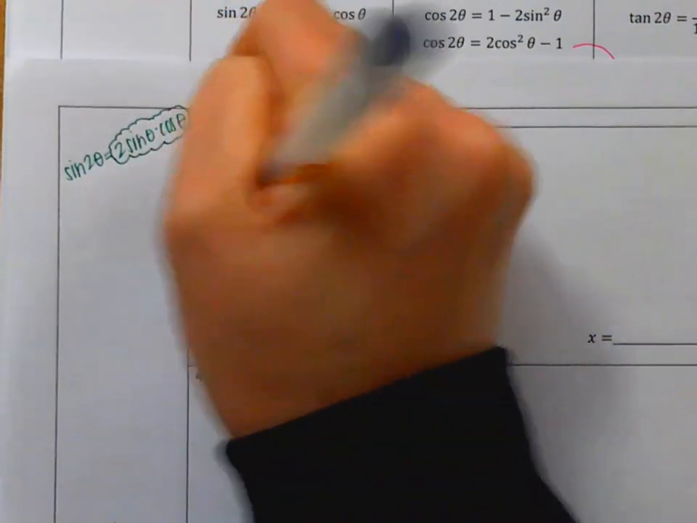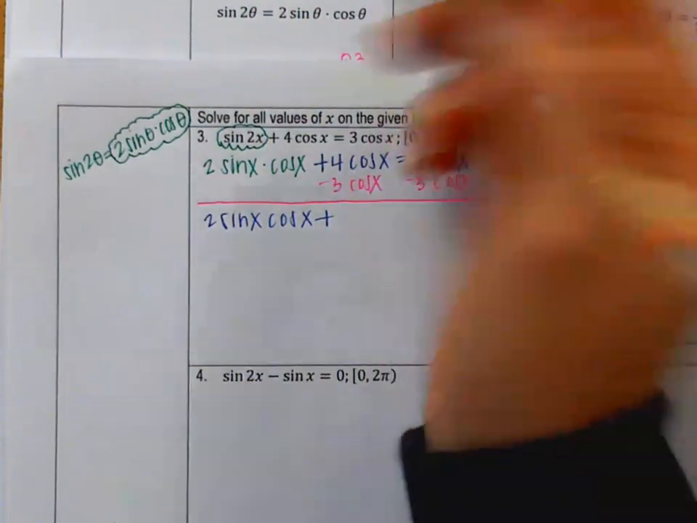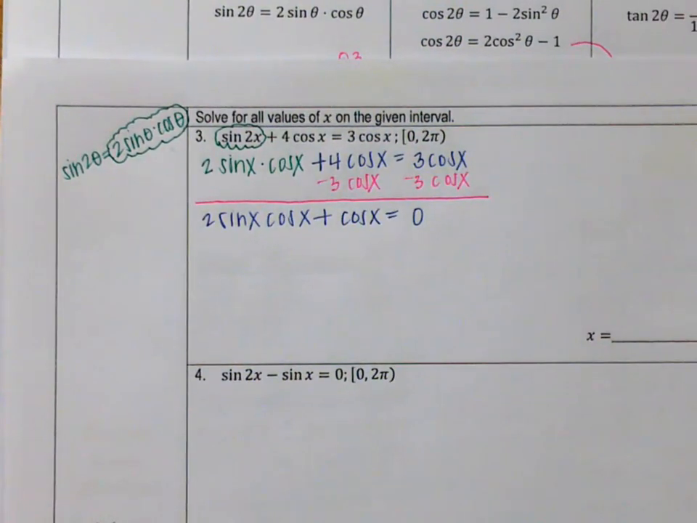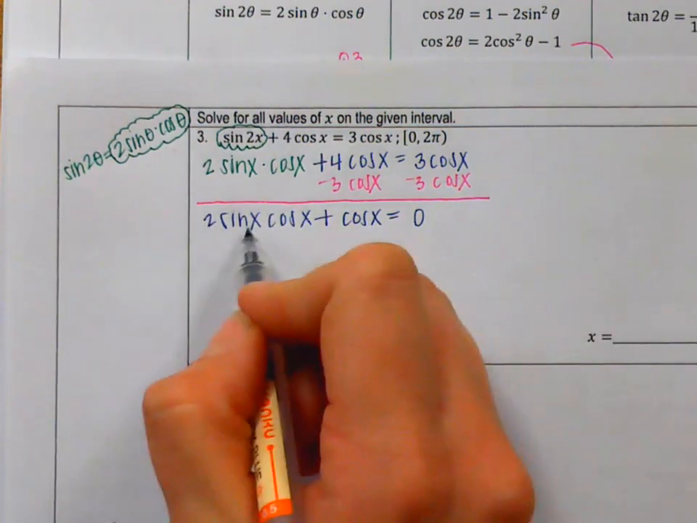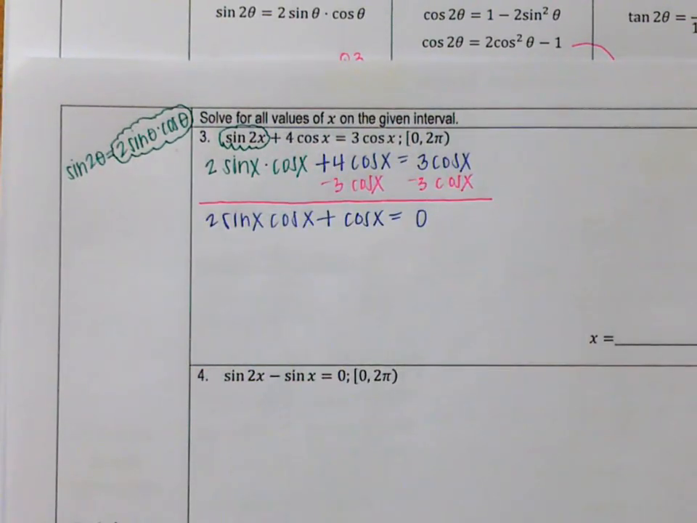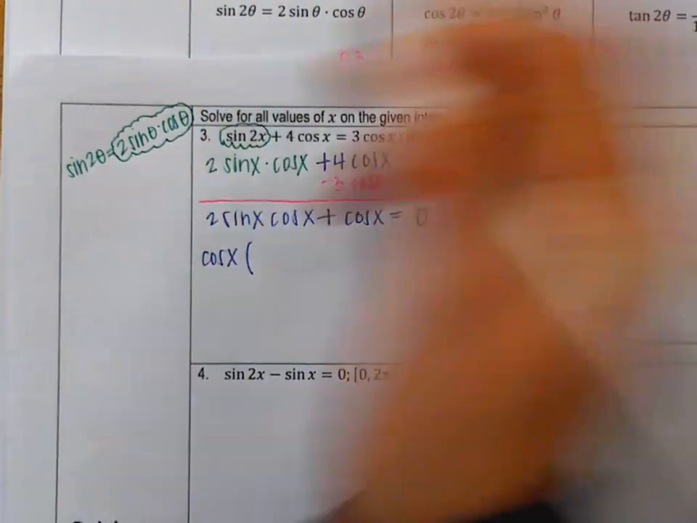So I have 2 sine x cosine x plus 4 minus 3 is 1. And so that's just cosine x equals 0. Remember, we're trying to isolate our trig functions so we can solve. So I'm looking at my two terms, 2 sine x cosine x plus cosine x, and I'm thinking, do they have anything in common? They both have a cosine x. So I'm going to factor out my GCF, which is cosine x. And then what's left inside?